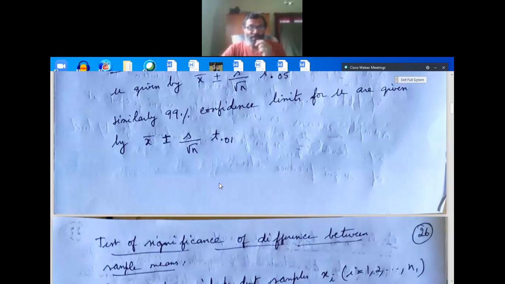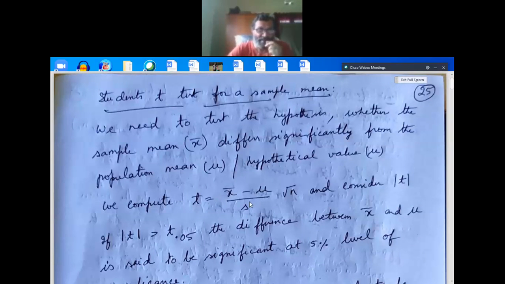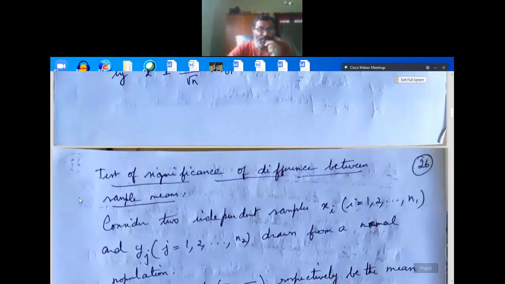Now, test of significance of difference between sample means. What we studied first was the student t-test for a sample mean. Last session we studied the student t-test and that was a continuation. Now we are studying another type of test of significance: the test of significance of difference between sample means.